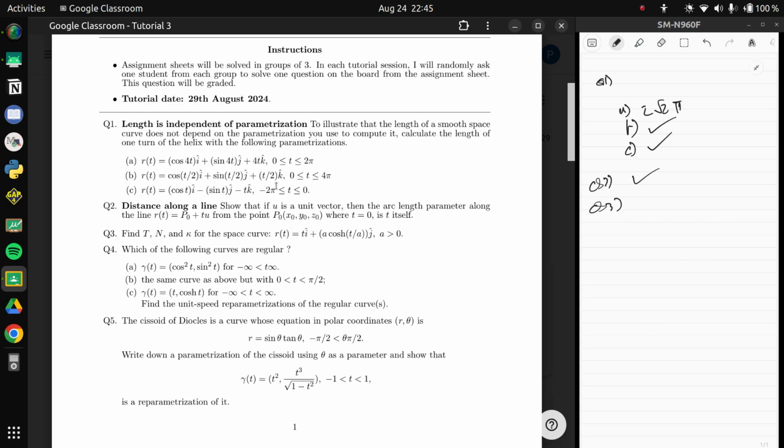Question 3 is find T and kappa for the space curve. This is just boring. But yeah, you have r equal to something i, something j, and a cosh of t by a. What's cosh? Cosh of x is e to the x plus e to the negative x, upon 2. That's how we define it. So over here it's e to the t by a plus e to the negative t by a, upon 2. We take the derivative of that.